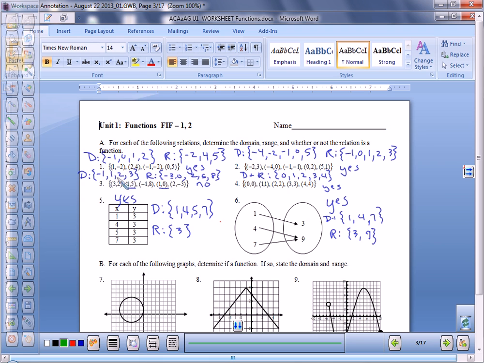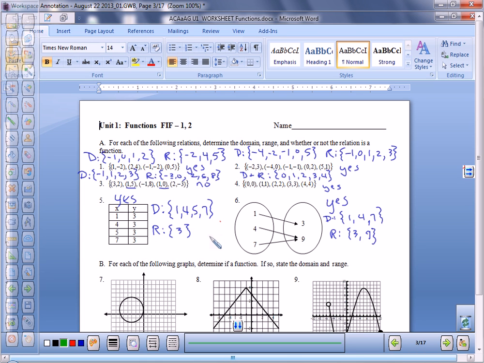Okay, do you see on number 3? The domain has less elements than the range? No, it is not a function. And the domain has less, not a function. Domain can have more. Domain can have the same amount. But if the domain has less than the range, it's not a function.